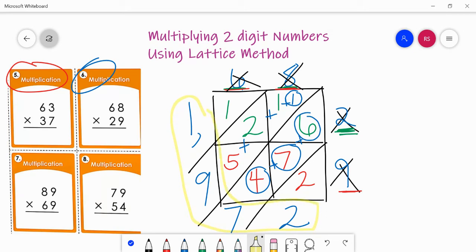So as you can see, this is how we solve 2-digit by 2-digit problems using the lattice method. Task card 7 and 8, I encourage you to go ahead and try those on your own. Draw your box, draw your lines and your diagonals, and go ahead and give it a go.